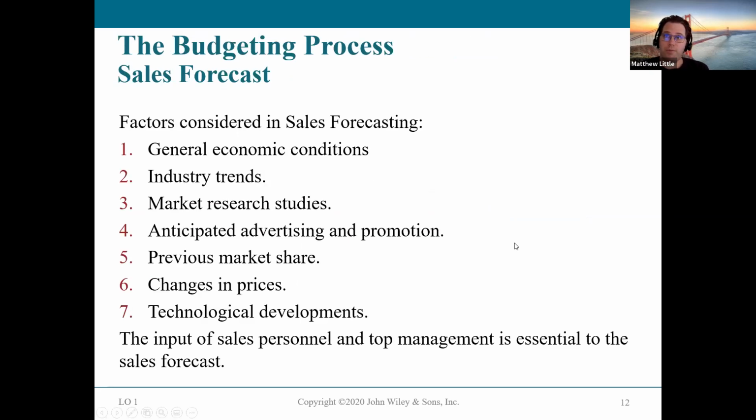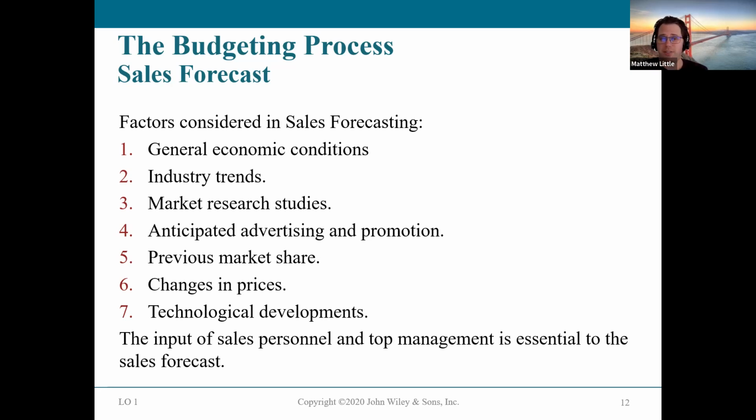When you're looking at your sales forecast, there are a number of items that you need to consider. And these are some of them. You need to look at the economy, what's happening in the industry. Are there any studies looking at your sector or segment of the business in order to help give you guidance? What kind of advertising and promotion might be out there that might drive customers to you? What was your previous market share? What if you change prices? How will that impact your customer's ability to purchase, perhaps? And are there any technological developments?